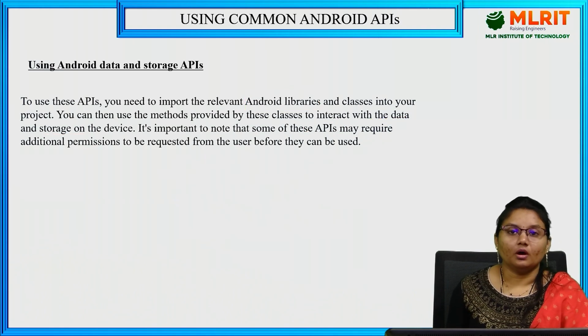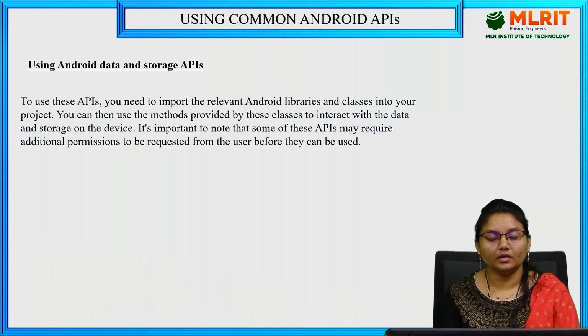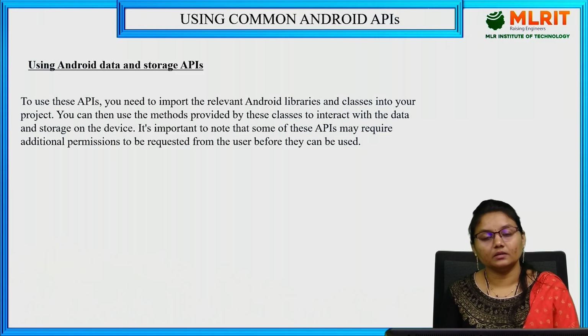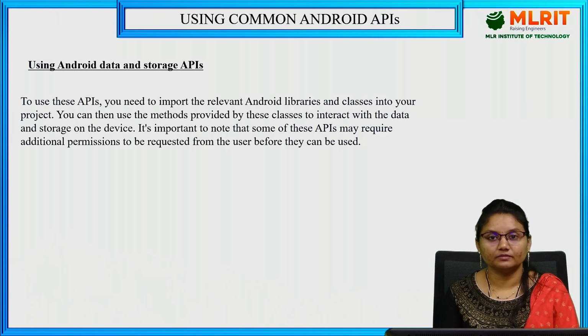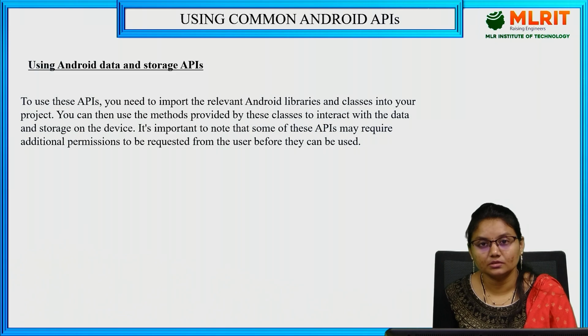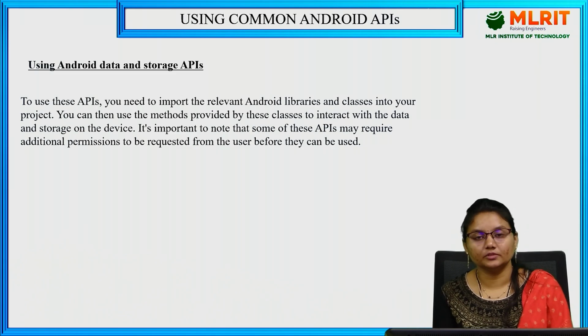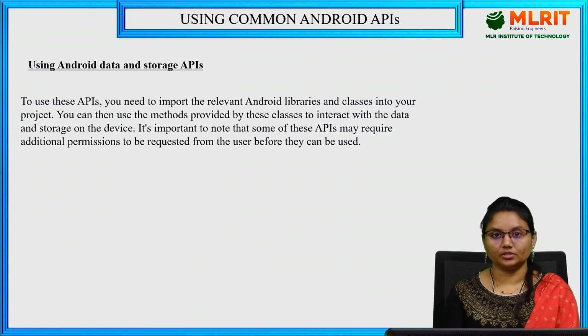So these are the common Android APIs that we have, and for every common API to work, you need to load those libraries into your package first so that these APIs can work appropriately. And especially for permissions, you need to change the Android manifest file and ask for the permissions from the respective managers, the respective service providers, so that they can be enabled and used in your application. Hope you all understood.